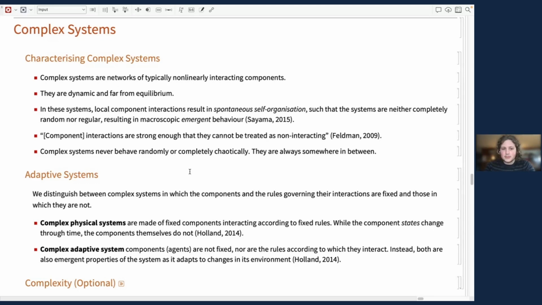Whereas in a complex adaptive system, agents are not fixed, and the rules according to which they interact aren't fixed either. So when you're having a conversation, for example, as a person, you're evolving, you're changing, you're growing through that conversation. So the way that you're interacting is changing as a result of that ongoing conversation. And that's a very simple example of the way that components in adaptive systems will evolve as the systems do.